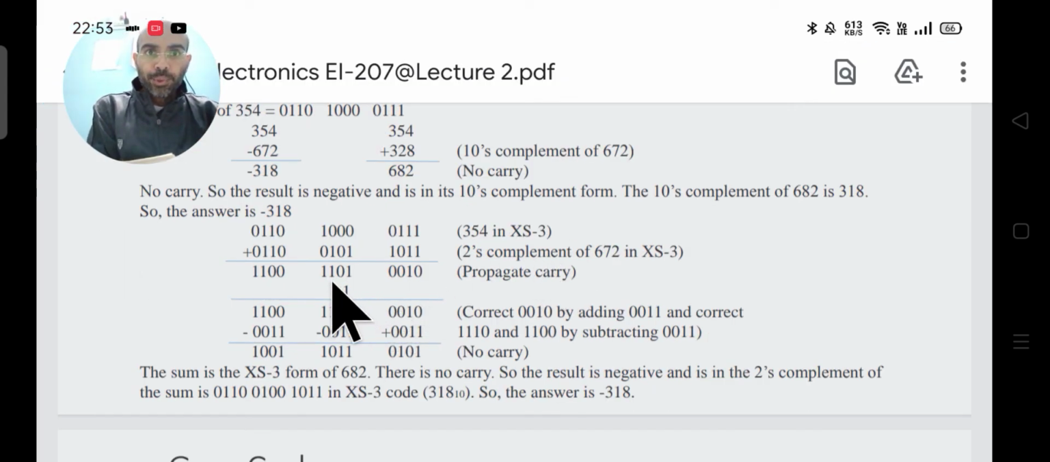So this is how we do it. There we are doing the tens complement of this number. So here we have to do the 2's complement of that number. So that is why I have written the 2's complement of 672.